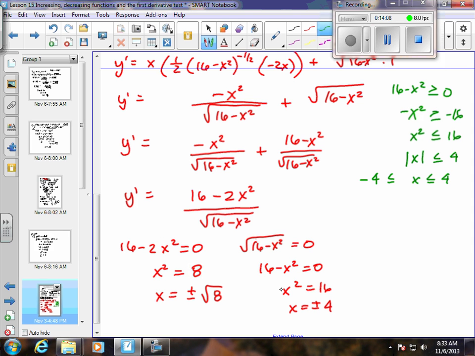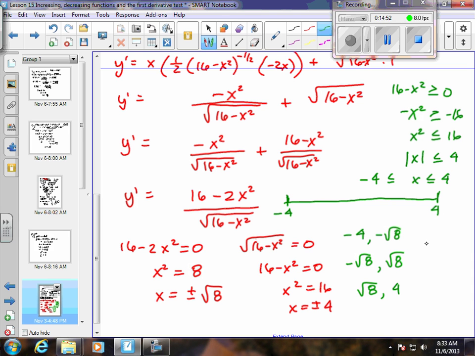So when we set up our intervals, we're not going to go from negative infinity to positive infinity because the domain is negative 4 to positive 4. So we go from negative 4 to negative square root of 8, from negative square root of 8 to positive square root of 8, and from positive square root of 8 to positive 4. I'm just taking the number line and going from smallest to largest. Negative 4 is the smallest, 4 is the largest.